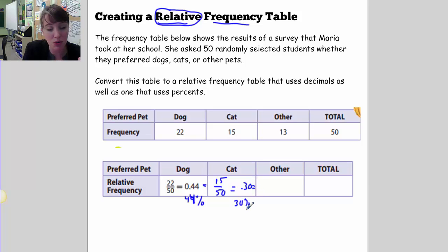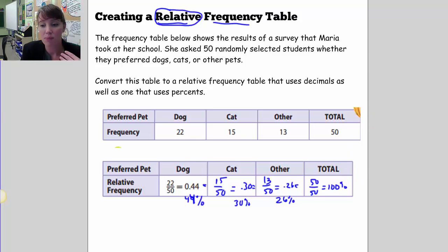Remember, to go from a decimal to a percentage, you multiply by 100 or move the place value two places to the right. Then we do 13 out of 50, and we get 0.26, which is 26%. The total would be 50 people out of 50 people, and that's of course 100%. So this is how we get relative frequency.